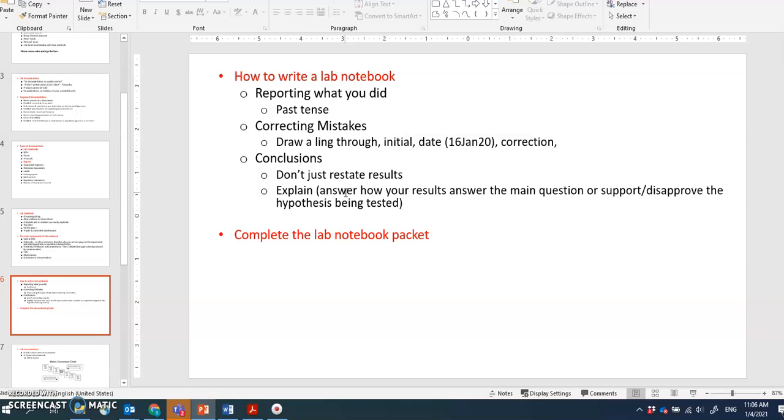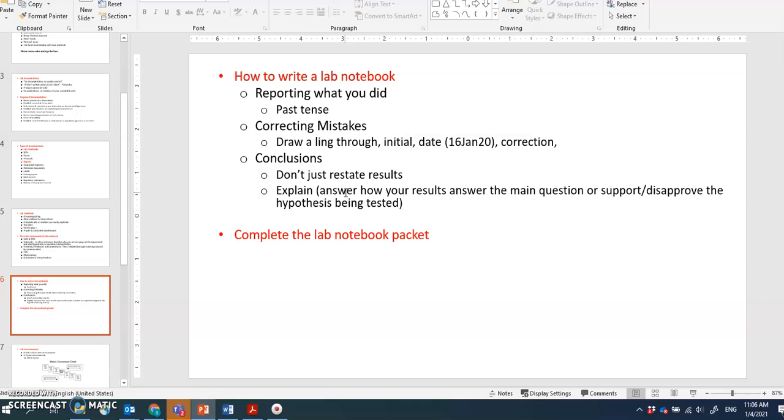Okay, and then when you draw a single line through, place your initials, two alphabetic letters, and the date when you make that correction. So that makes sure that that is done by you, not someone else. Okay, that's a form of documentation. Make sure of the accuracy and authenticity of your writing.